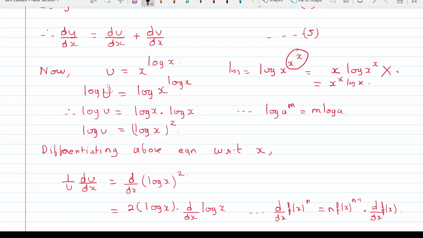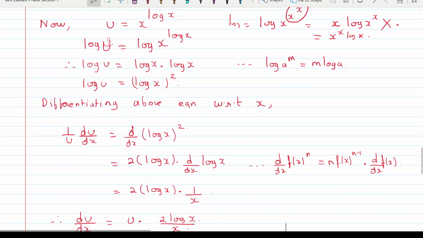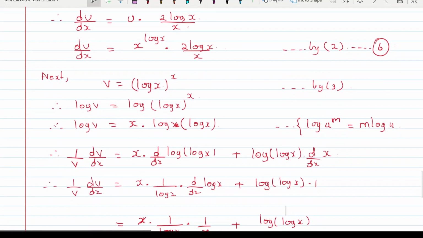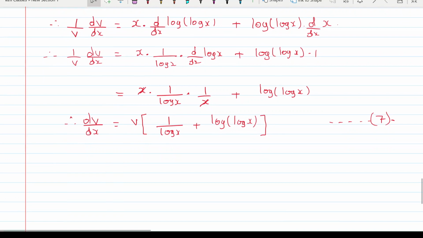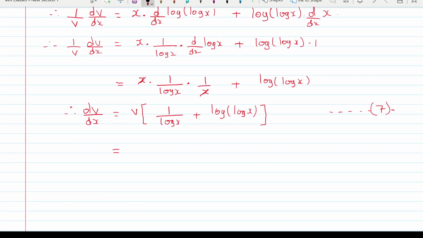So we want to substitute in equation 5 what du by dx and dv by dx are. We only need to write one line: substituting from 6 and 7 in equation 5. Sorry, I didn't write it. And what was this? This was log x raised to x into 1 upon log x plus log of log x. This is by equation 3, and this is equation 7 now.